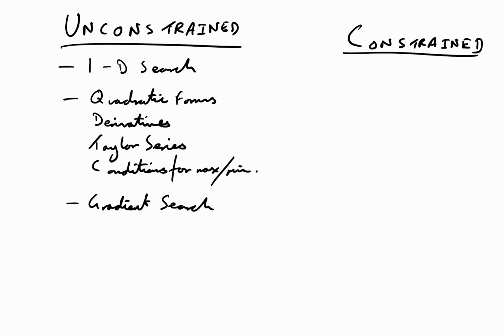Which basically, hopefully you can see you've got search there. So you've got a one-dimensional search here, and you've got gradient search down here. Then we're going to look at another method, which is Newton's method. So this is another search method, but we tend to call it Newton's method.